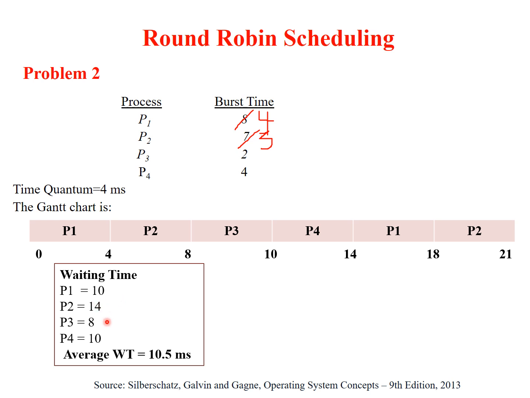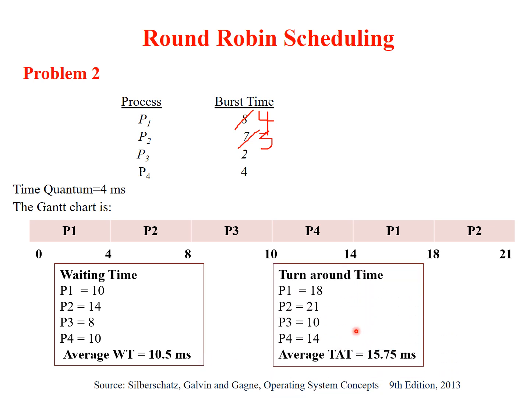Then P3, here P3 is executing. So 0 to 8, it has been waiting. So 8 milliseconds is the waiting time for P3. Then P4, it begins at 10, it will end at 14. So 0 to 10, it has been waiting. The waiting time of P4 is 10. Average waiting time is 10.5 milliseconds.